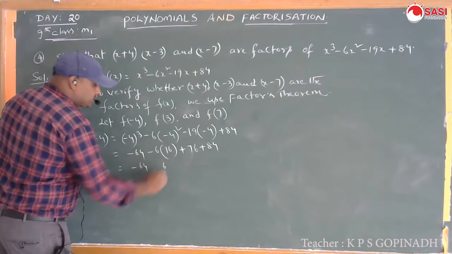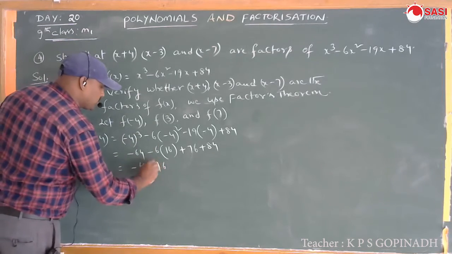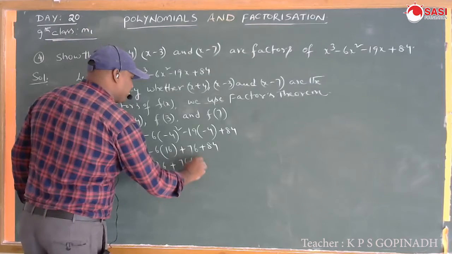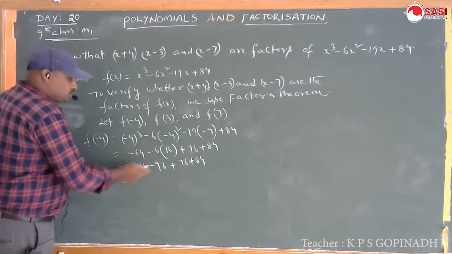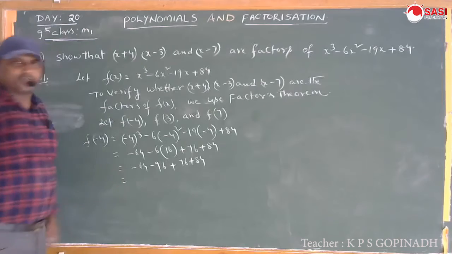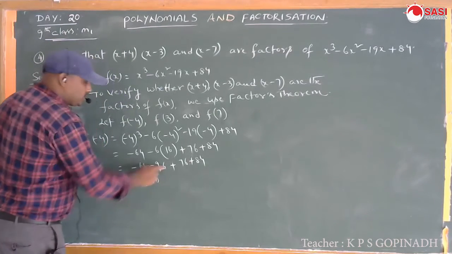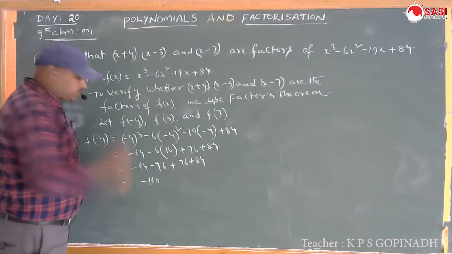6 6 is 36, 3 remainder. 6 1 is 6 plus 3, 9. Minus 96 plus 76 plus 84. First add the negative numbers here: minus 96 minus 64. How much? Minus 160. 6 plus 4, 10, remainder 1. 9 plus 6, 15, plus 1, 16.